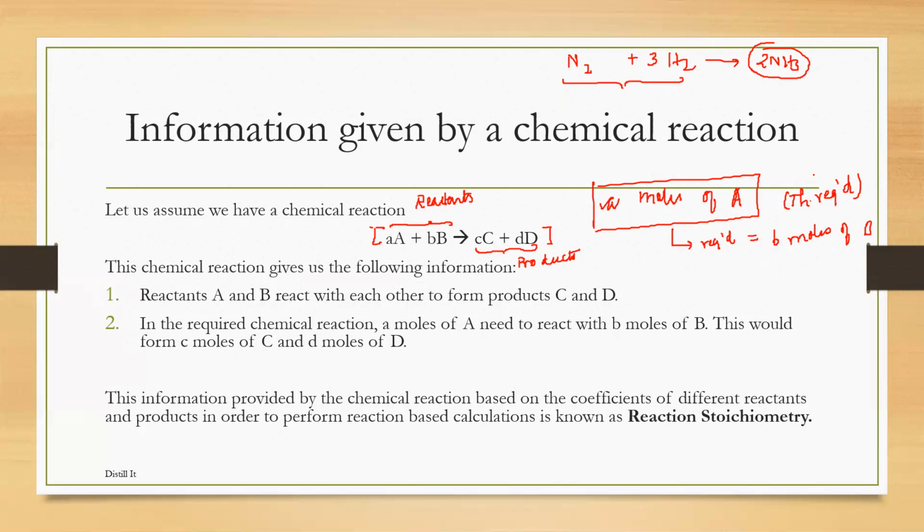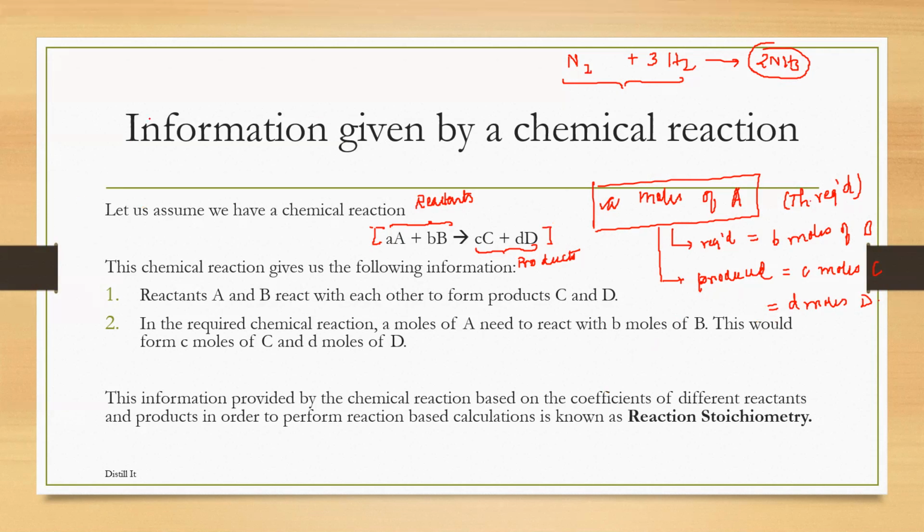So we'll be studying this further. For now, let's just keep this in mind that for a moles of A, we require b moles of B. And once we get all these things, we'll get, that is, produced, c moles of C and d moles of D. All right, this is going to be produced.